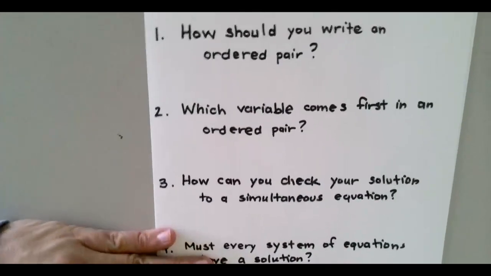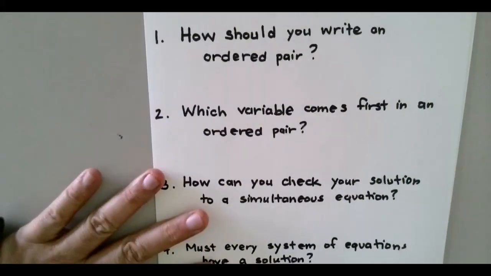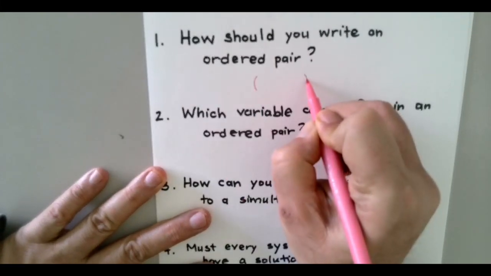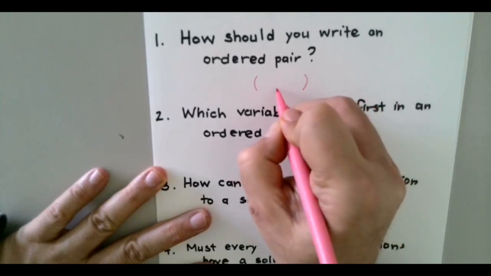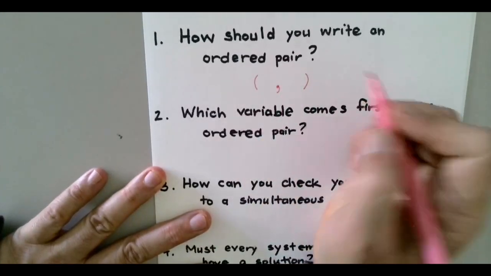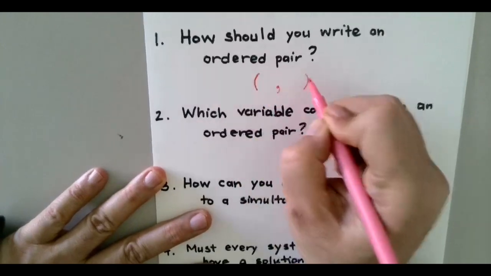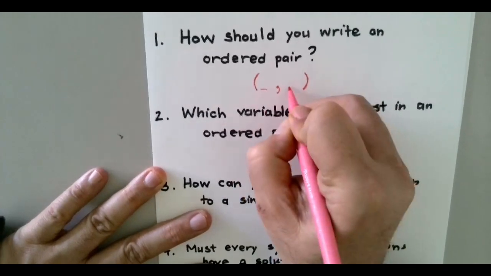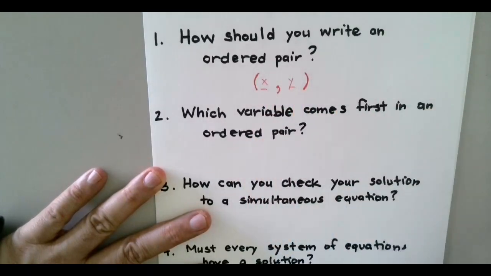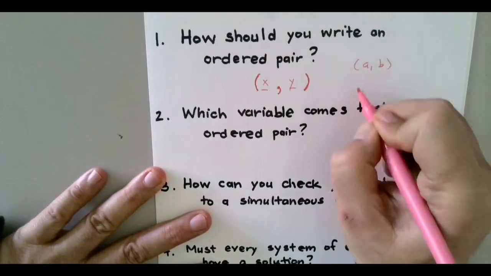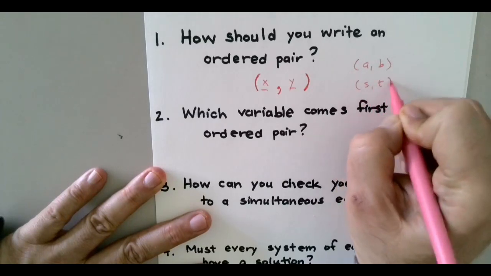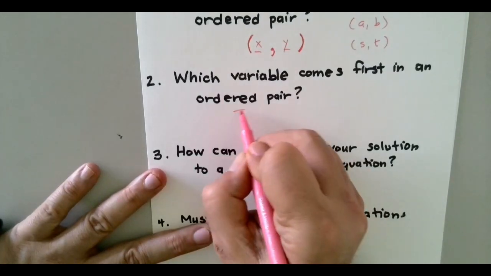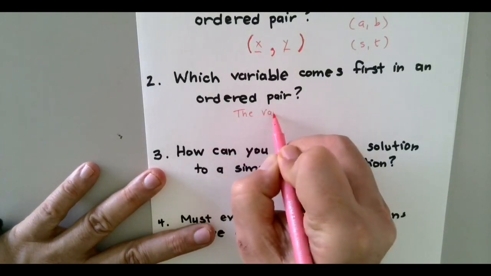All right, so number 1, how should you write an ordered pair? Okay, so our answer is parentheses connected by a comma. That tells me that this is an ordered pair, that there are 2 answers that go together. Okay, so x comma y, a comma b, right? S comma t. All these things come up a lot. What variable comes first in an ordered pair? Right, the variables are in alphabetical order.